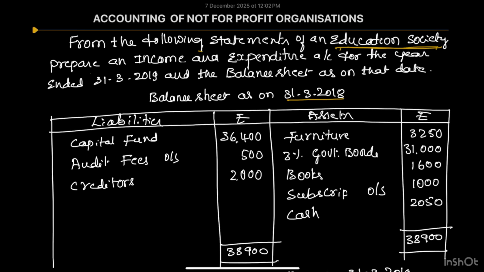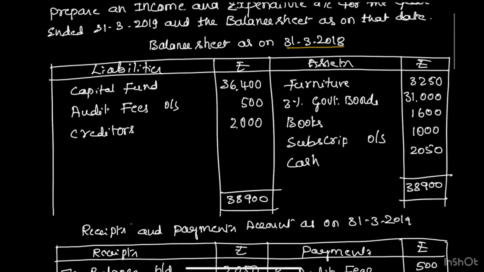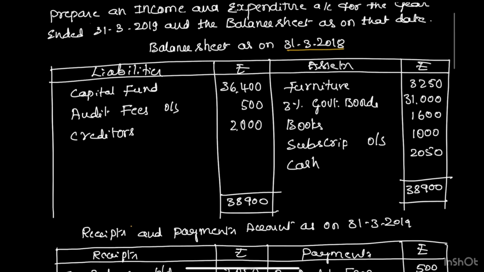Today we are going to understand the preparation of income and expenditure account for non-trading organizations, the organizations which are not meant for profit. In the previous video I have given the format of receipts and payments account as well as income and expenditure account. Here there is a problem of an education society which gives the information related to its balance sheet as well as receipts and payments. Based on that, we have to prepare the income and expenditure account and the balance sheet for the current year.